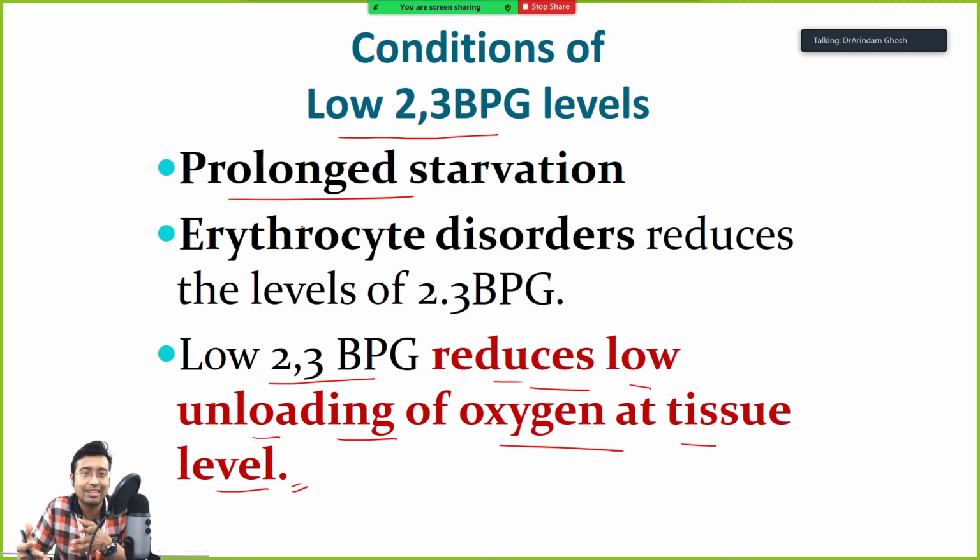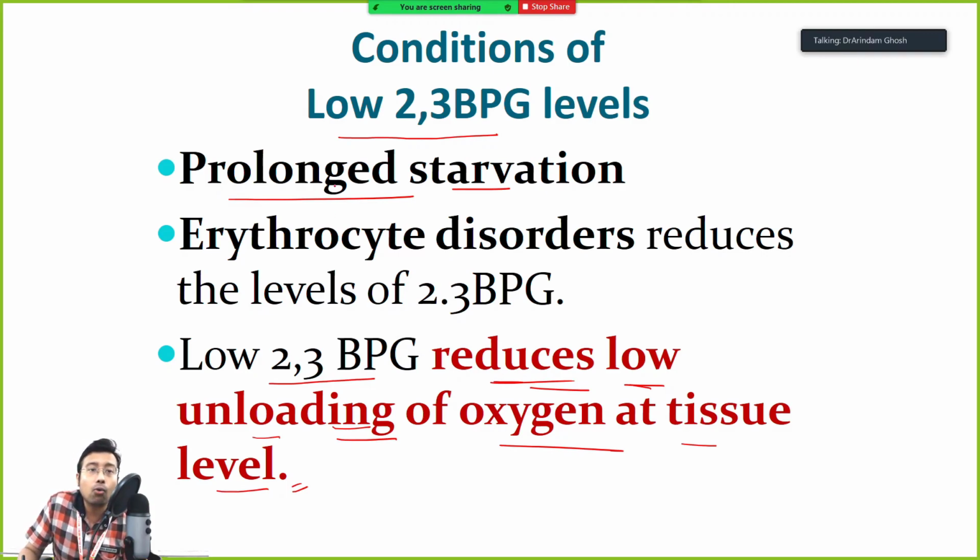I am making you understand in Hindi. देखो क्या हो रहा है? In prolonged starvation, okay, 2,3-BPG level बहुत कम हो गया because there is no glucose. Since the 2,3-BPG level is low, the oxygen affinity of hemoglobin is now very high. That is, hemoglobin will not give out oxygen. It means it reduces unloading. So hemoglobin will not give out oxygen at the tissue level.